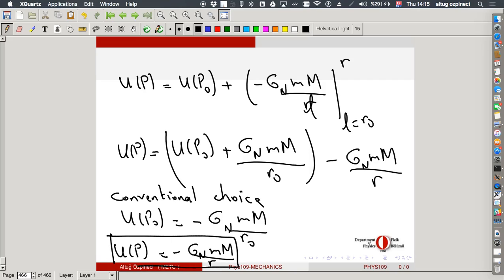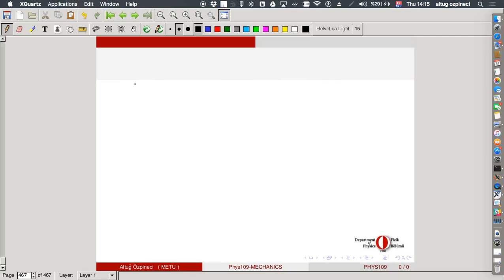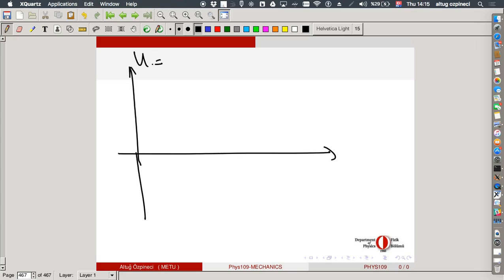Well, your friend wanted to choose this as 10 joules. Well, that's fine. You just put 10 joules over here, and this is the potential energy. The most conventional choice is U of P0 is equal to minus G n m over R0, so that U at P is minus G n m over R. So this is the potential energy due to gravity, the gravitational attraction between two masses.